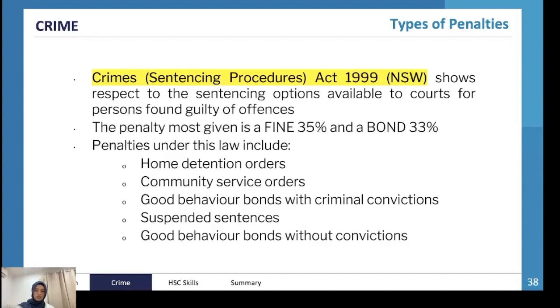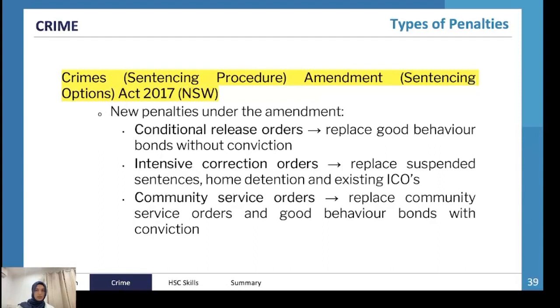So new penalties under the amendment include conditional release orders, so they replace good behaviour bonds without conviction, intensive correction orders, which replace suspended sentences, home detention, and existing ICOs, and finally community service orders as well.